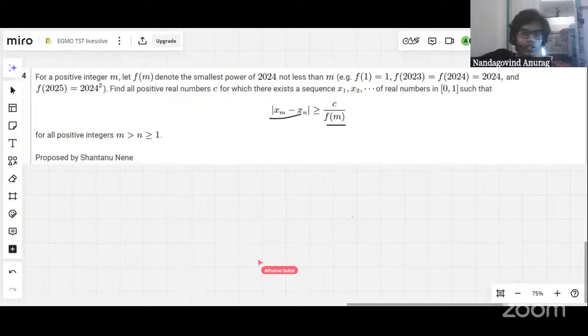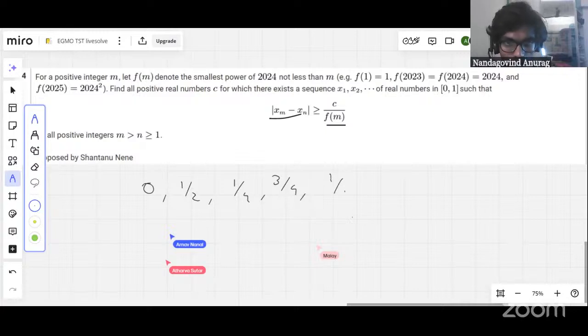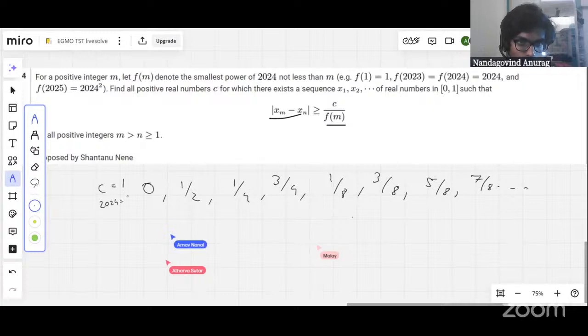For c equals 1 you can do this: you have 0, you have half. Now you have 1/4, 3/4. Then you've got 1/8, 3/8, 5/8, 7/8, and so on. This is for c equals 1, 2024 equals 2.